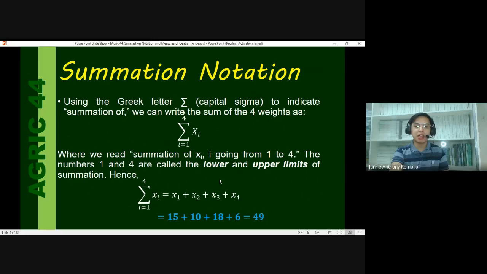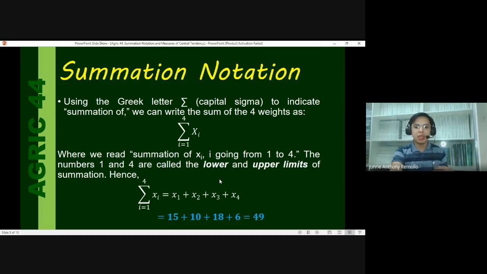Using the Greek letter sigma to indicate summation of, we can write the sum of the four weights as summation of xi, wherein n is equal to 4, the top part, number 4, and i is equal to 1, where we read summation of xi as i going from 1 to 4. The numbers 1 and 4 are called the lower and the upper limits of the summation.